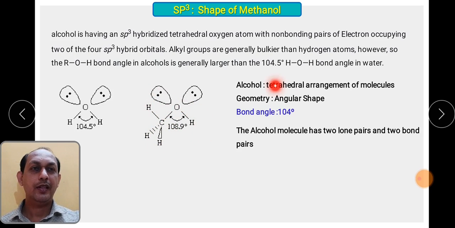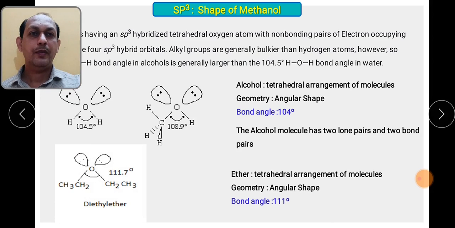In the case of methanol, you can see there is again a tetrahedral arrangement. Alcohol molecules also have two lone pairs. So every oxygen atom, in any hybridization, will always have lone pairs of electrons, and this particular bond angle is around 108. In water you will observe 104.5, but in alcohol you will observe 108. But ethers are also compounds.